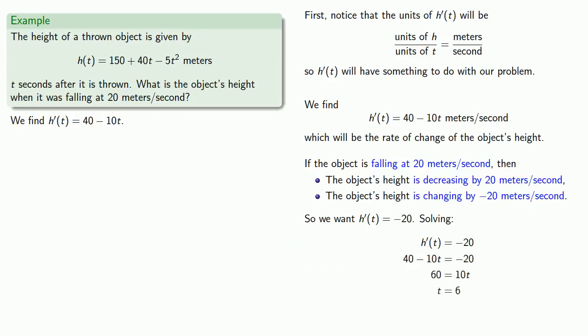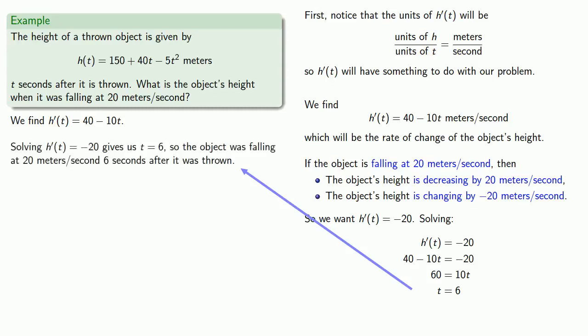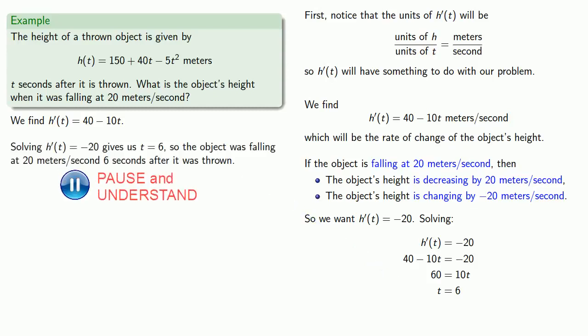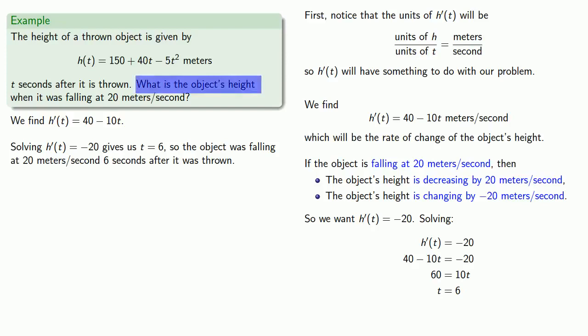And we find t equals 6. So we can summarize our results. The object was falling at 20 meters per second 6 seconds after it was thrown. This is a good answer. The problem is, it's not actually the answer to our question. However, that shouldn't stop us from writing it down. Any information at all is useful, and there's nothing wrong with providing more information than we need.